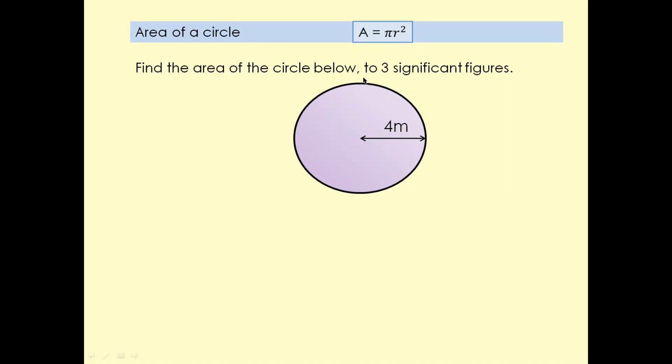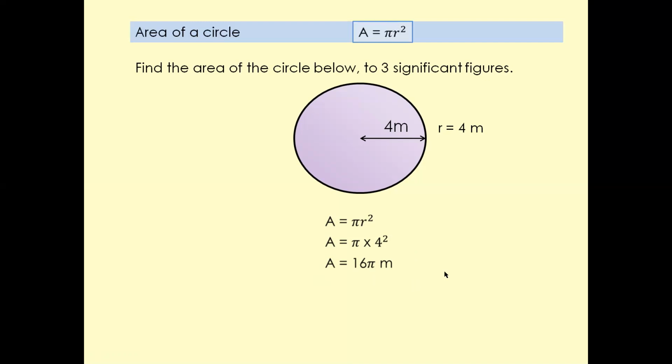It's very important to read the question very carefully. In this case, they want us to leave our answer to three significant figures. Now we know the formula to calculate the area of a circle is pi r squared. We know the radius is 4 meters. If you substitute the value of r equals 4, that's going to be A equals pi times 4 squared, and we got this answer here, 16 pi.